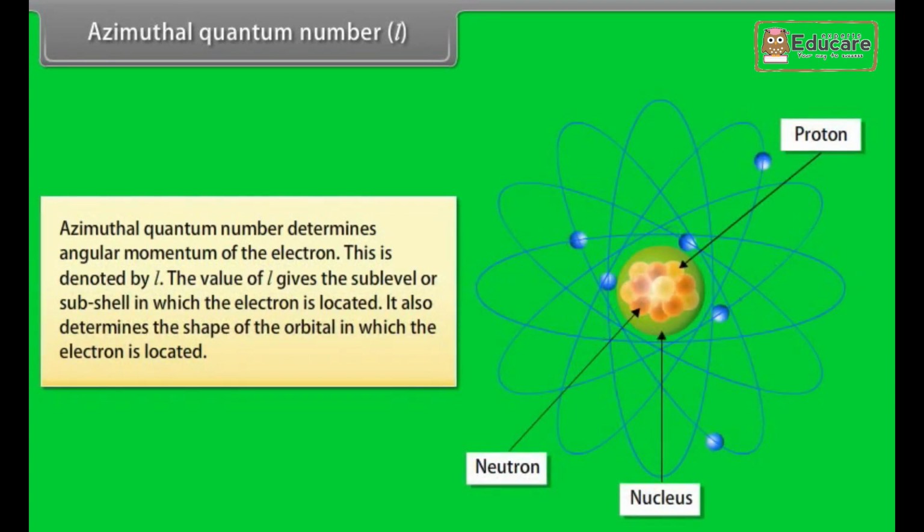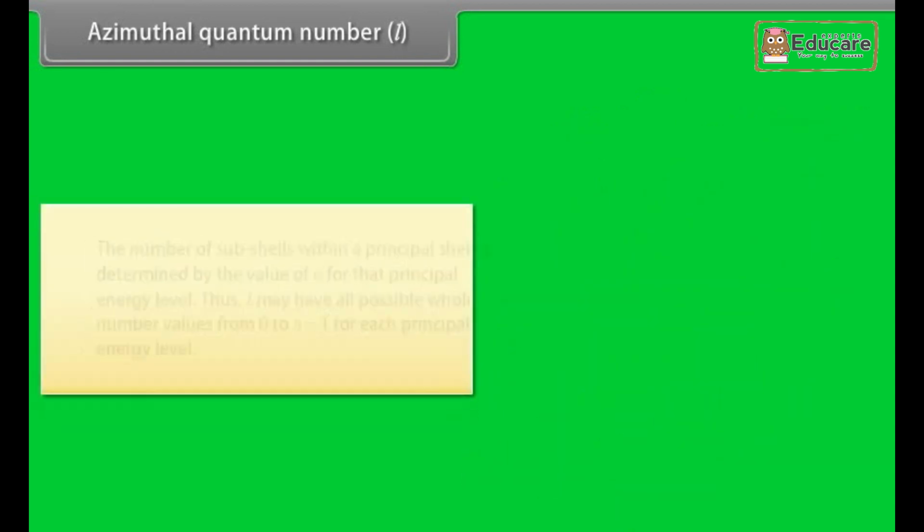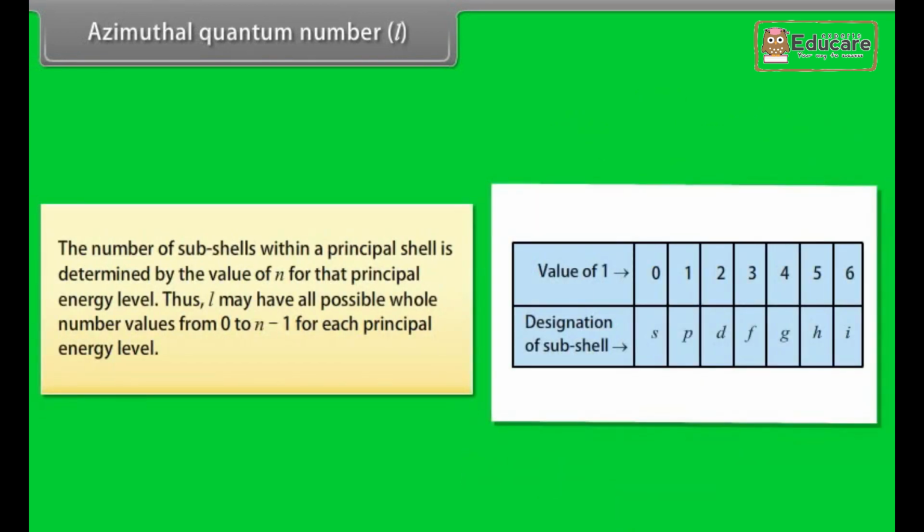Azimuthal quantum number, l. The azimuthal quantum number determines the angular momentum of the electron. This is denoted by l. The value of l gives the sublevel or subshell in which the electron is located. It also determines the shape of the orbital in which the electron is located. The number of subshells within a principal shell is determined by the value of n for that principal energy level. Thus, l may have all possible whole number values from 0 to n−1 for each principal energy level.